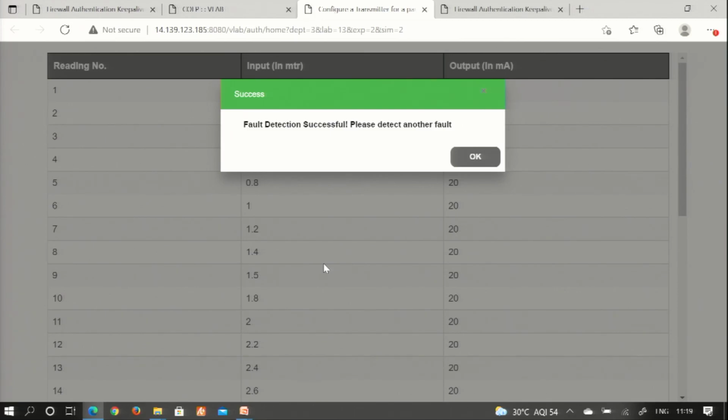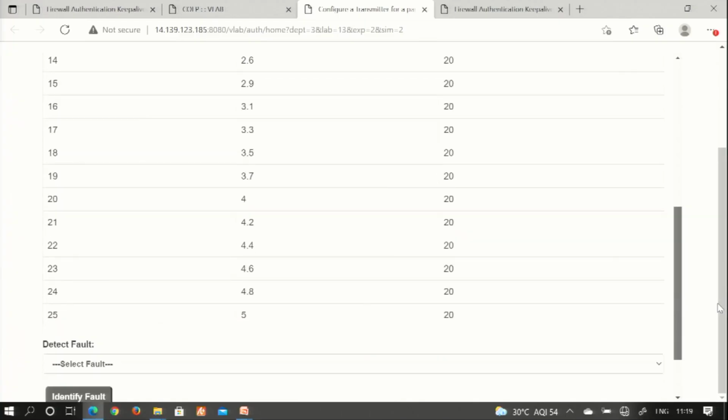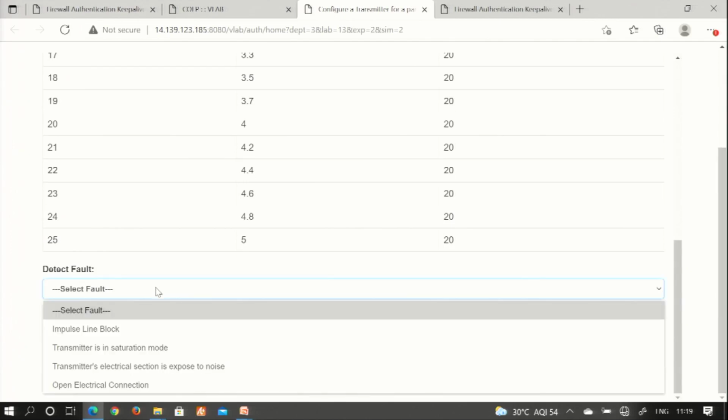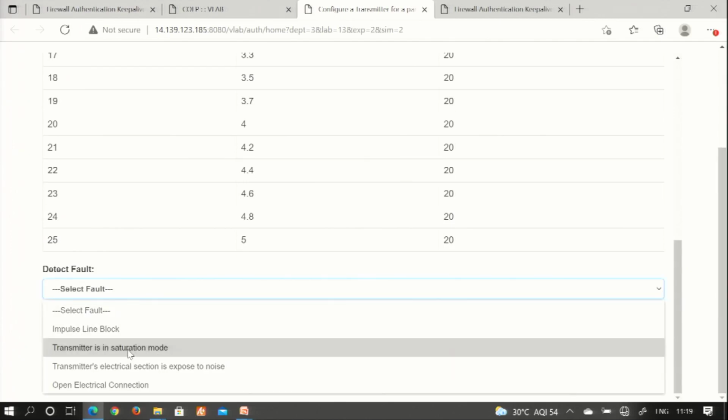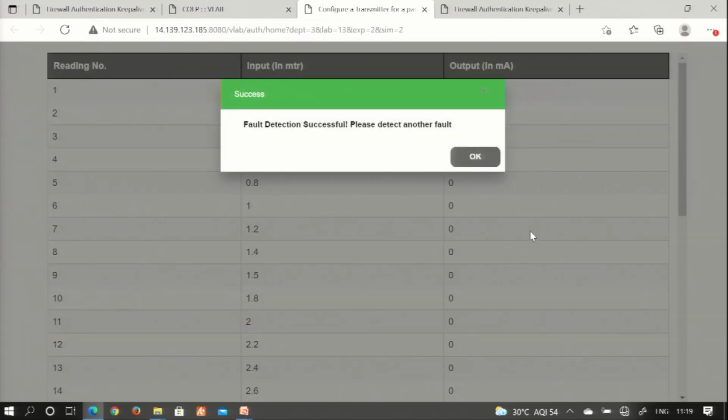If I go by the trial and error method, sometimes I may select the right fault, but not continuously. And that is where a teacher will come to know, after assessing his result sheet, whether he has tried the trial and error method or applied his mind and then put a fault there. Now the next fault says all the time the transmitter is giving me 20 milliampere. What could be wrong? The transmitter is in saturation mode. So, he will understand that it has happened.